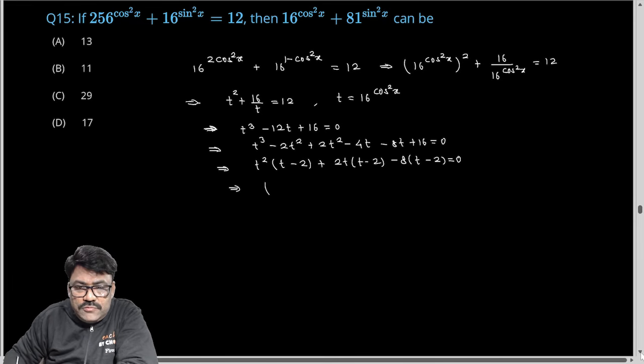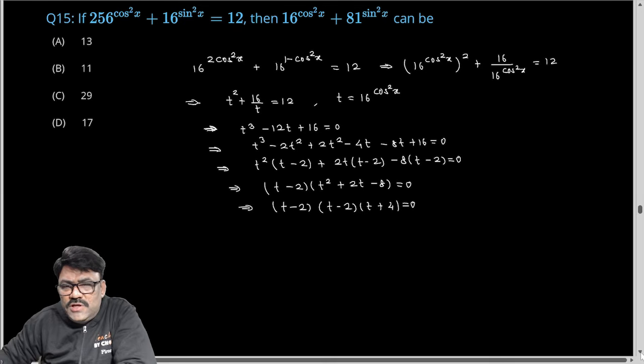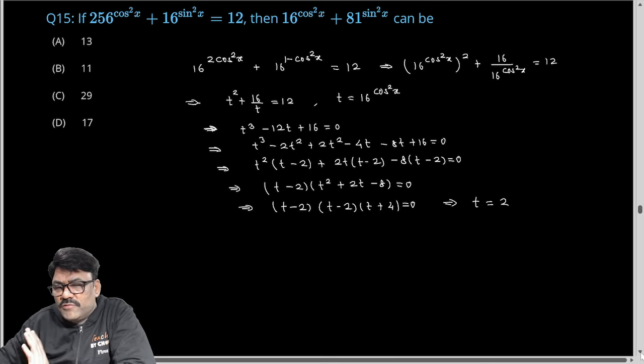So now t minus 2 is a factor, and the other factor is a quadratic, t square plus 2t minus 8. Now let's factorize this quadratic. This quadratic can be factorized again as (t minus 2)(t plus 4). And obviously t cannot be negative. You can see 16 raised to cos square x can never be negative. So you are getting only one value of t, which is 2. t is obviously a positive number. So t is 2.